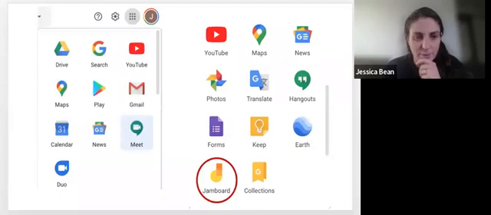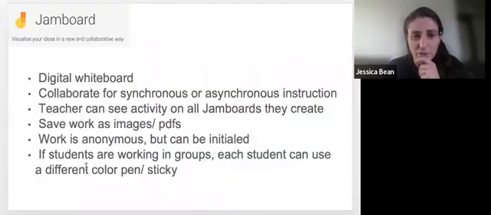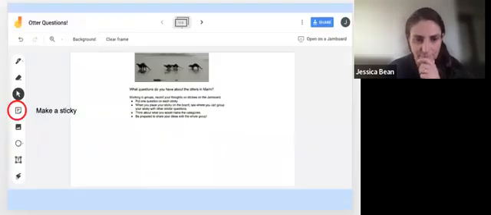So just so you know, Jamboard is a tool I've been using a lot. It's a digital whiteboard. It's great for both synchronous and asynchronous instruction. And you can see all the activity that's going on in the Jamboard. Unfortunately, the work's anonymous, so some teachers find that to be a problem. But it's great because you can have students working in groups and online and collaborate in that way.